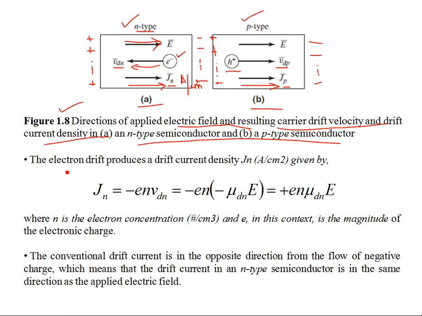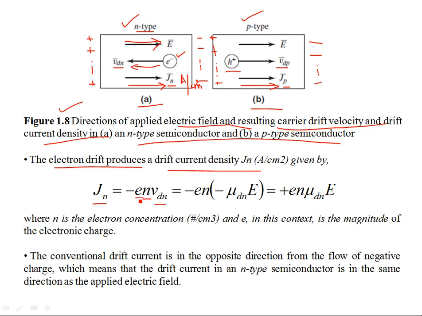Okay. Now, the electron drift produces a drift current density, which is in terms of amps per centimeter square, that is current per unit area. And you see this current density, of course, if the charges which are experiencing force in an E field have a certain drift velocity, then you have to multiply this with the concentration, how many charges there are in, let's say, a unit cubic centimeter, and then e is the magnitude of the charge, 1.6 times 10 to the power minus 19 coulombs, the fundamental charge of the electron.